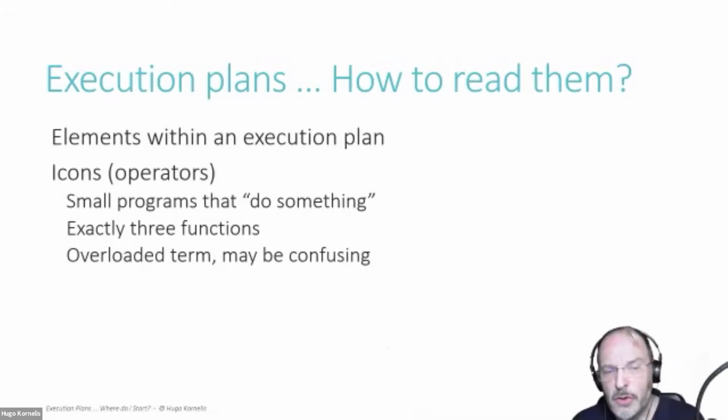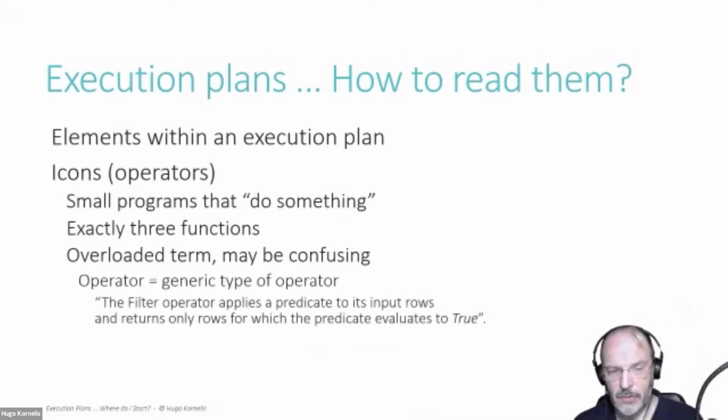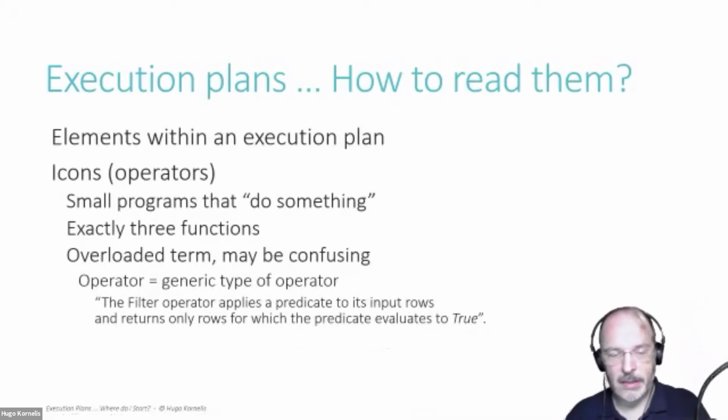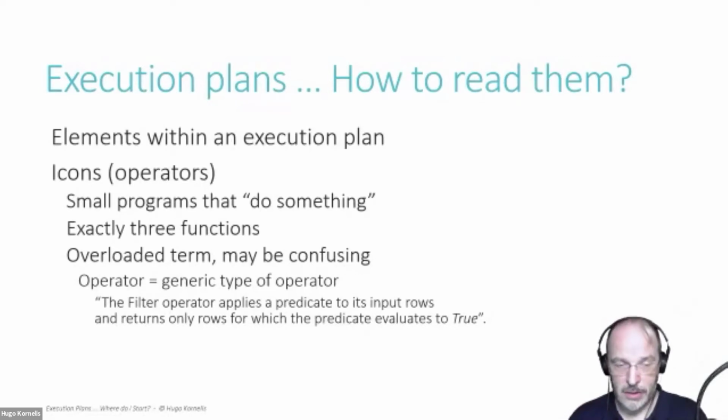Now, the term operator is used in an overloaded way, which can be confusing if you're not aware of it. The term operator may be used to denote a generic type of operator, the entire class. The text on the screen is, I think, a literal copy-paste from the execution plan reference. So it's the reference description of the filter operator. In plain English, you could say the filter operator requests rows, runs a test, and only passes the rows where the test is true. This is the generic description. Every operator of the filter type adheres to this description. So the term operator here is about the class.